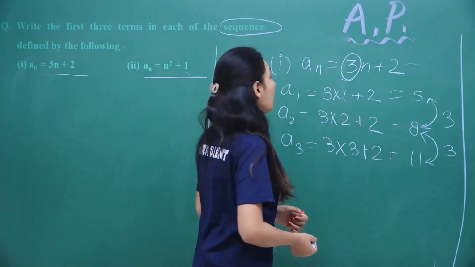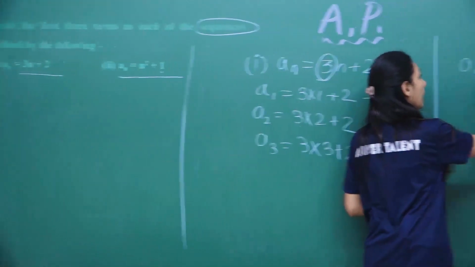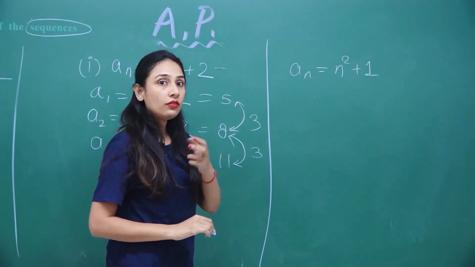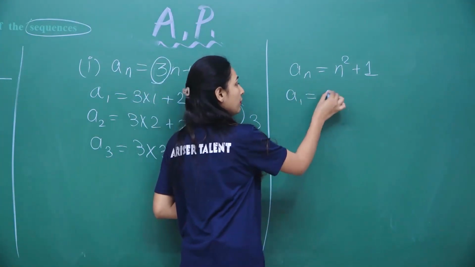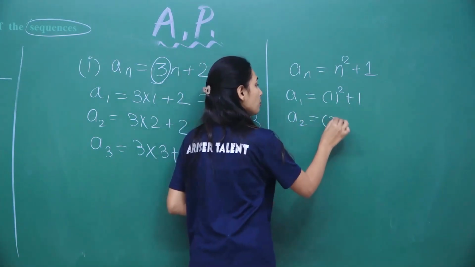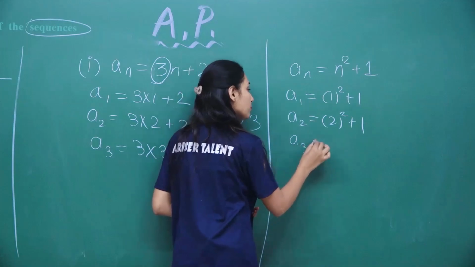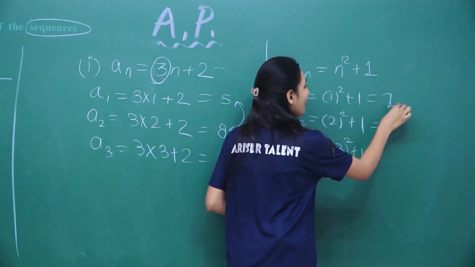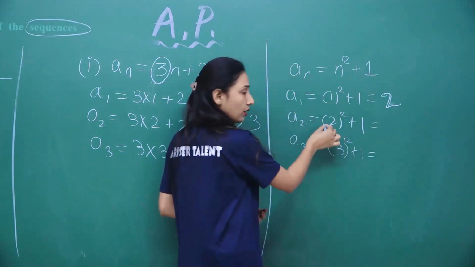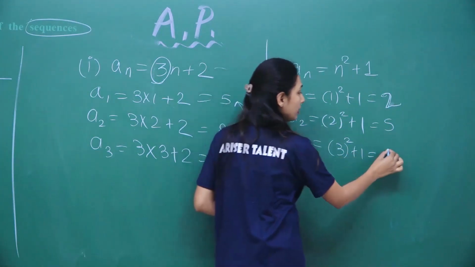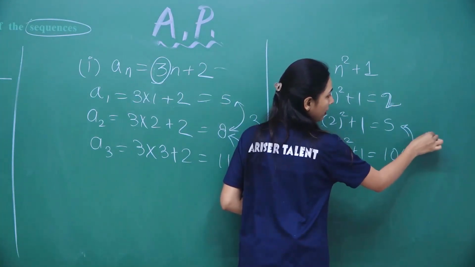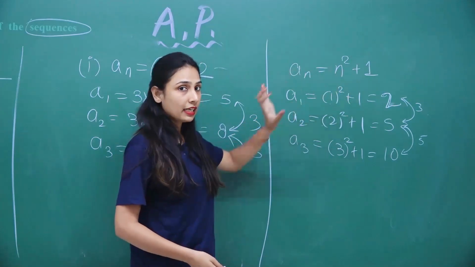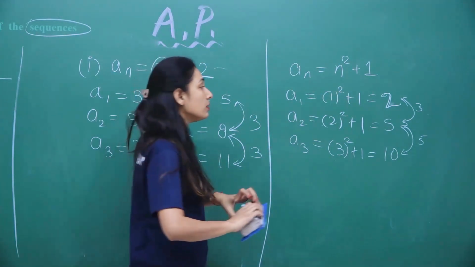If we talk about the second given equation, that is an equals n square plus 1. To have the three terms, a1 will be 1 square plus 1, a2 will be 2 square plus 1, and a3 will be 3 square plus 1. So 1 plus 1, 2, 4 plus 1, 5, similarly 9 plus 1, 10. Now the common difference is 3 here and here the common difference is 5. The common difference is not the same because this is not a linear equation. That means this is not an AP. This is only a sequence or a series, you can say.